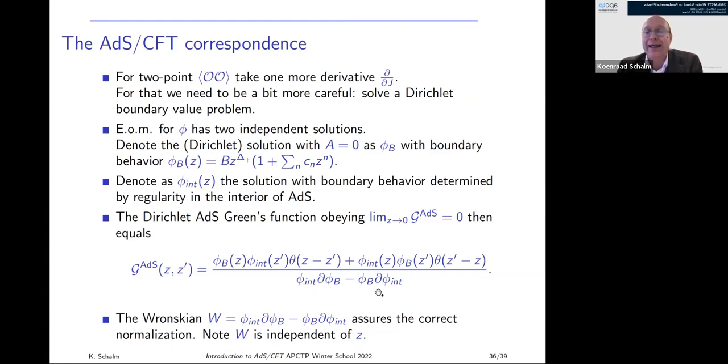Now, if you normalize this correctly, this Wronskian is also independent of the location where you measure it, because it's just a measure of orthogonality, and things are orthogonal or not. So they're either non-zero or they're zero. And this Wronskian will play an important role later.